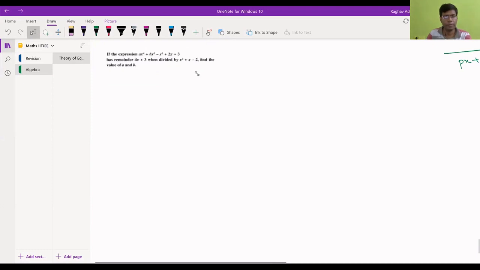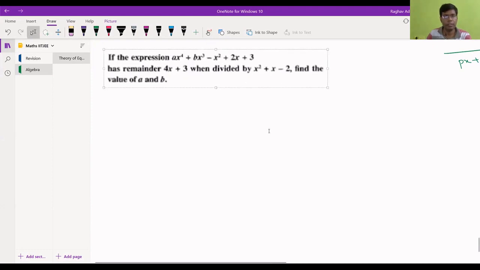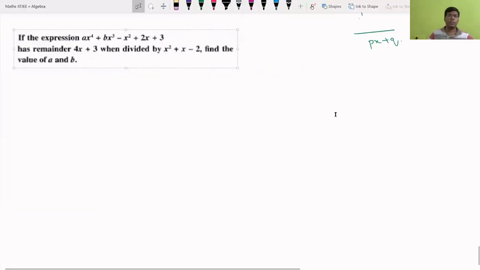Okay, let's expand it. So the question says: if the expression has remainder 4x plus 3 when divided by x square plus x minus 2, find the values of a and b.